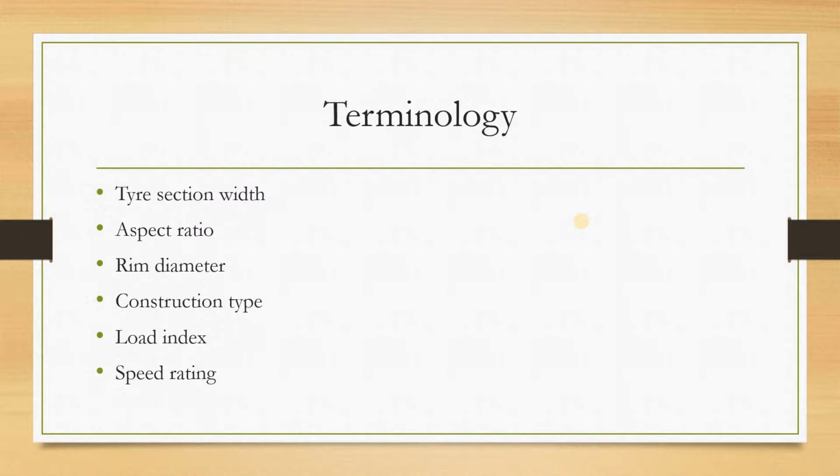So, what are the basic terminologies needed in order to understand the tire annotations? They are the tire section width, aspect ratio, rim diameter, construction type, load index, and speed rating. These are the basic terminologies we have to understand in order to read the tire size.